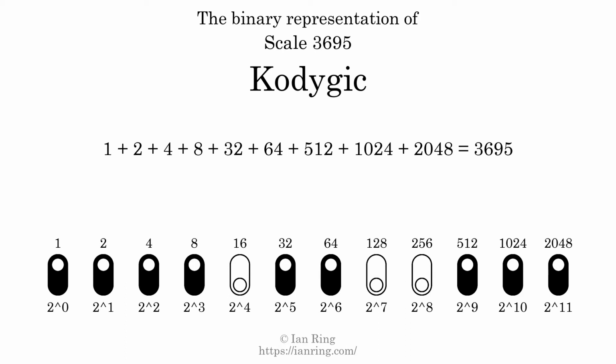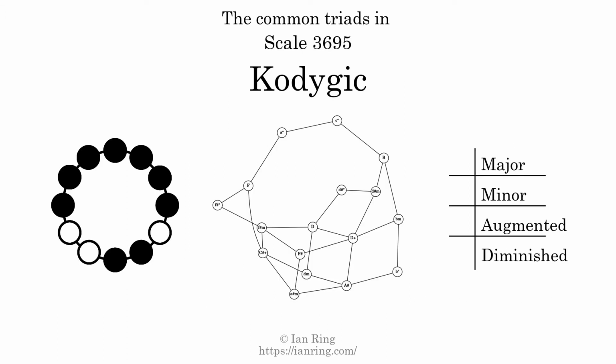3695. That is why the scale number, in decimal, is 3695. The scale number not only enumerates the scale with a unique index, but it also literally describes the tonal content of the scale. Represented as a binary number in base 2, the scale number is 1110011011111. Here are the common triads present in this scale.